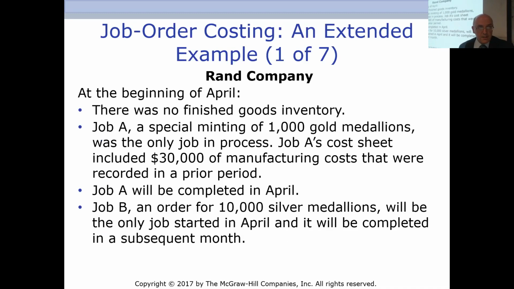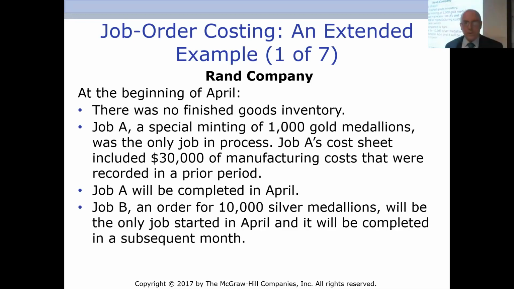Here's an extended example. Rand Company. At the beginning of April, there was no finished goods inventory. That's good news, right? Makes our job easier. Job A, a special minting of 1,000 gold medallions, was the only job in process. Job A's cost sheet included $30,000 in manufacturing costs that were recorded in a prior period. So they're still hanging around there.